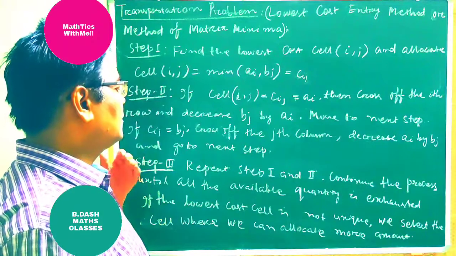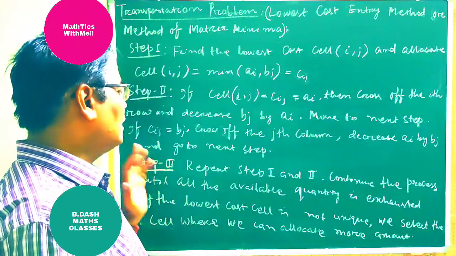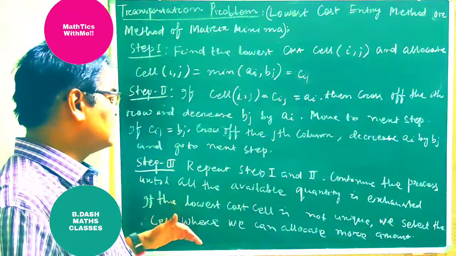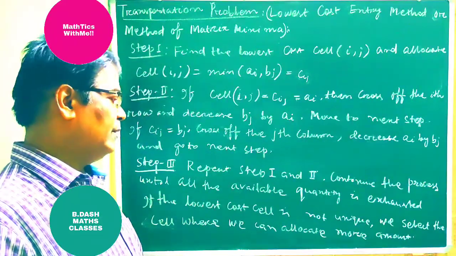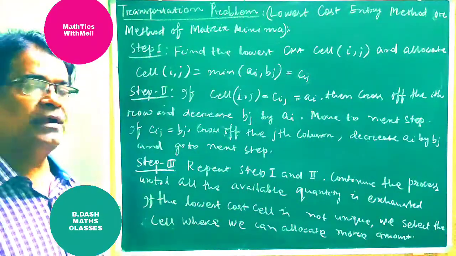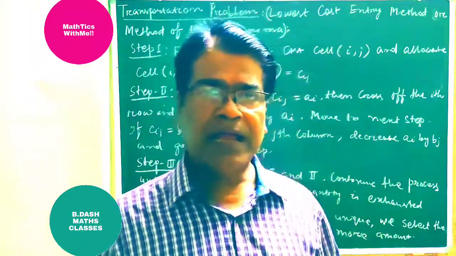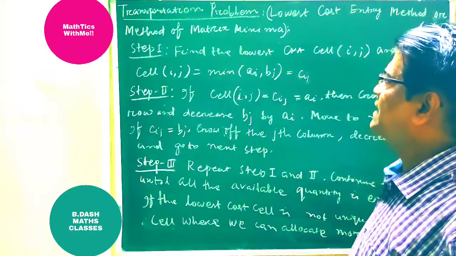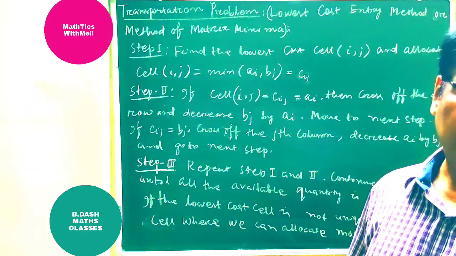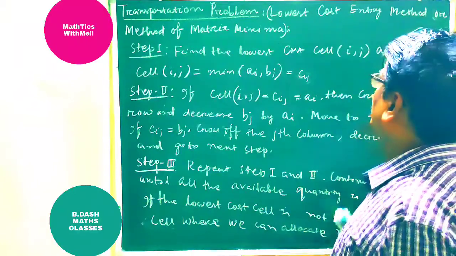In the third step, we have to repeat steps 1 and 2, and the process continues till all the available quantity is exhausted. Sometimes we find the lowest cost cell is not unique. In that case, we select the cell where we can allocate more amount. This is the process by which we can apply the method of matrix minima to find the feasible solution of a transportation problem. Let us solve a problem so the process will be more clear to you.